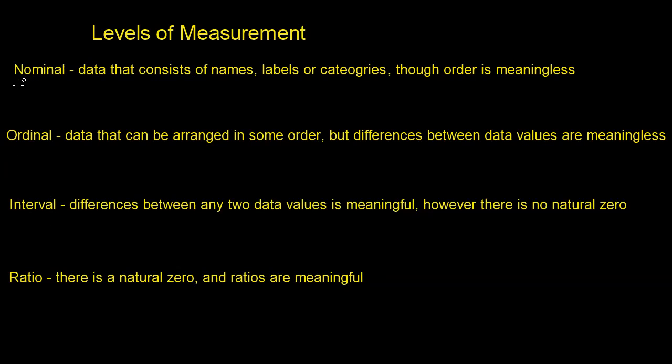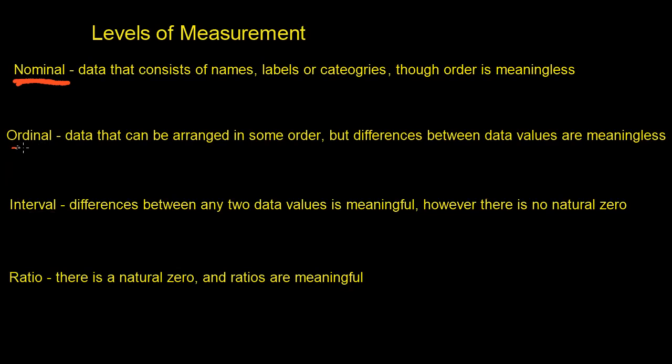Okay, so starting with nominal, this is data that consists of names, labels, categories, though order is meaningless. So for example, if you were to ask someone what their party affiliation is, they would tell you Democrat, Republican, independent, and there's no order to those categories. Someone who is Democrat, it doesn't mean they're worse or better than someone who is a Republican. There's no ordering. This is just nominal type of data.